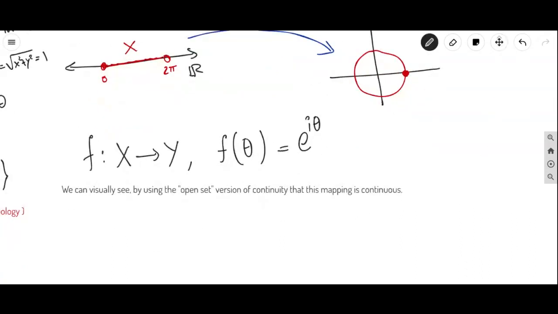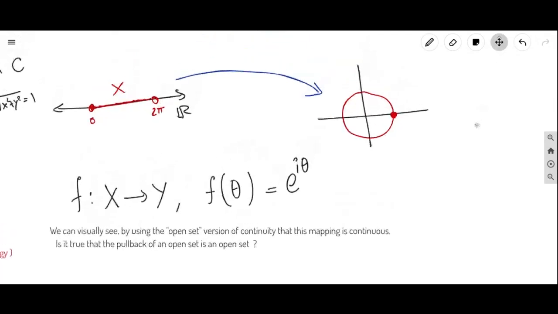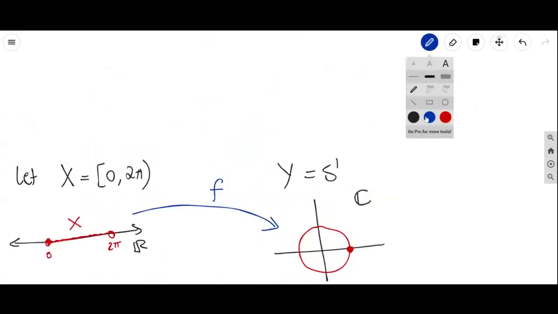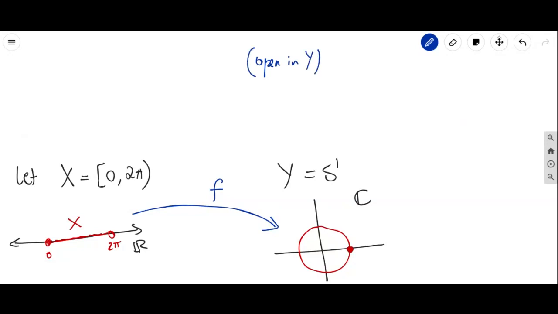So basically, we're asking this: is it true that the pullback of an open set is an open set? Let's check this. Let's pick an open set on the circle. Now the circle has the subspace topology. So let's just recall this, which is good for practice. Open in Y has the form that it's open in C, and then you intersect it with Y. That's the subspace topology.